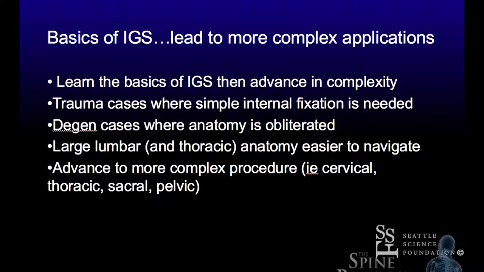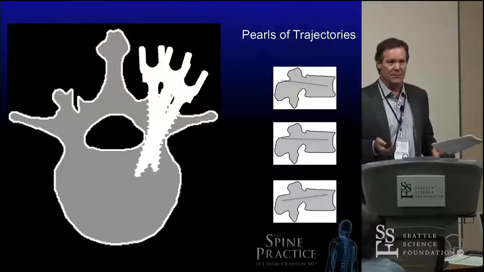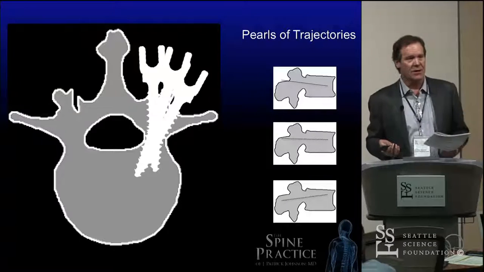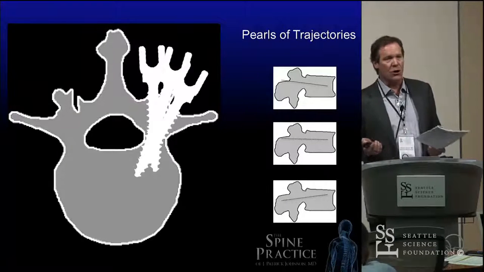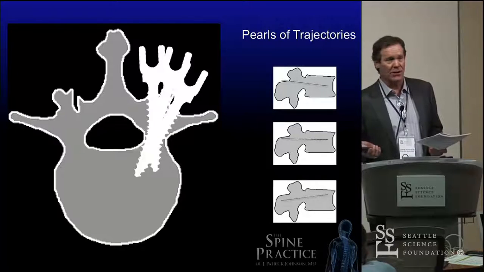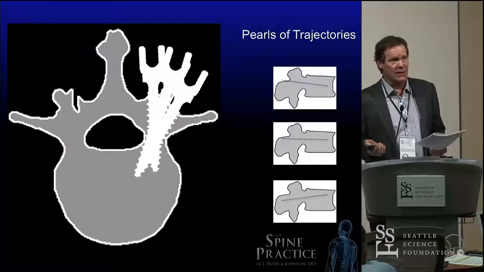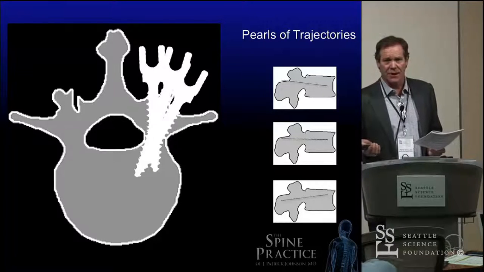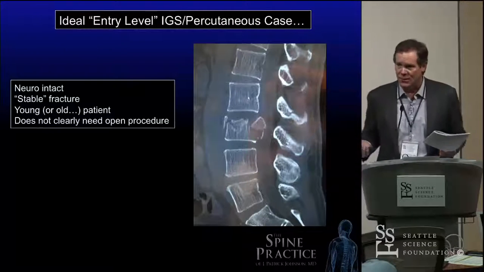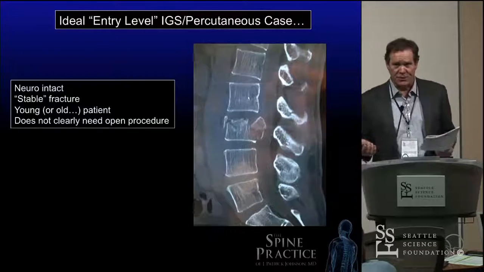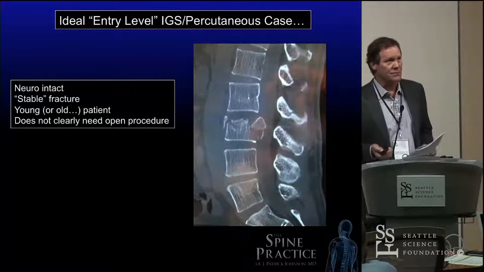The larger lumbar and thoracic anatomy is easier to learn in this learning curve concept, and then you advance to more complex procedures. A lot of it is just understanding the anatomy of the spine. I go back to the basics of anatomy: where and when do we need to place hardware in the spine? And this isn't just about hardware either. I use it in different places, but it's really just understanding the anatomy. It's all about anatomy. One of those jokes is, how do you do surgery? It's anatomy and hemostasis. Those are the two basics.